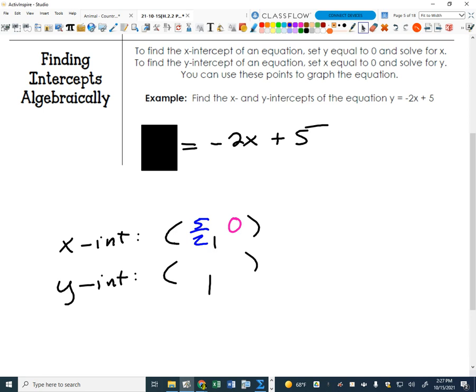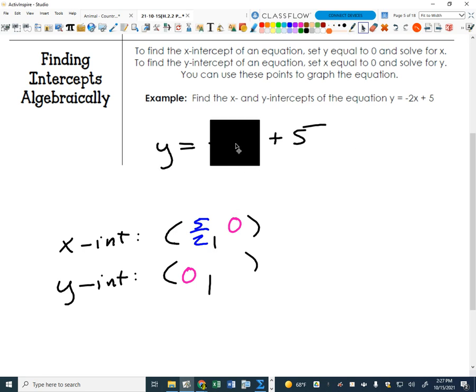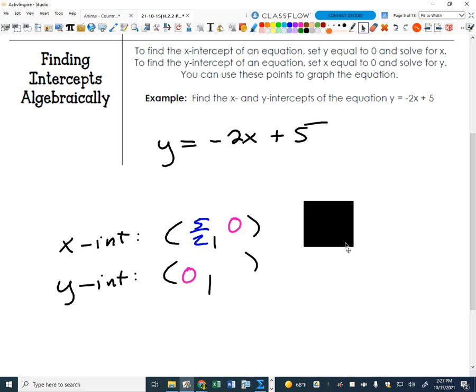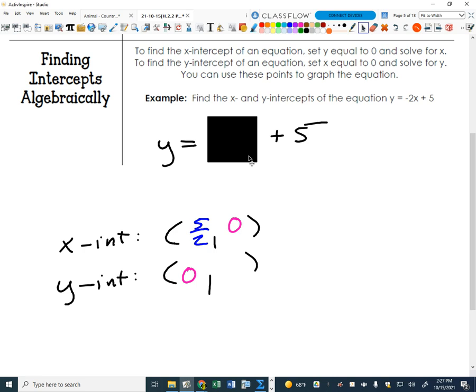If I want to find the y-intercept, I'm setting x equal to 0. So I'm just going to cover up the x term, right? Because if x is 0, wouldn't you agree that negative 2 times 0 is 0? Right? If x is 0, that whole term becomes 0. So let's cover it up and solve. Well, it's already solved. What's y equal to? 5. Okay, and now that I've got these 2 points, I could just plot those 2 points and connect and extend, and I got my line.